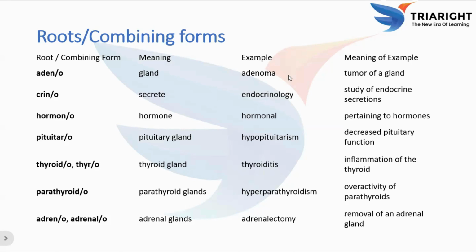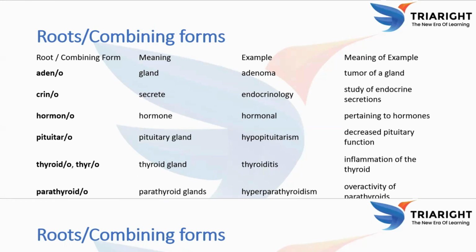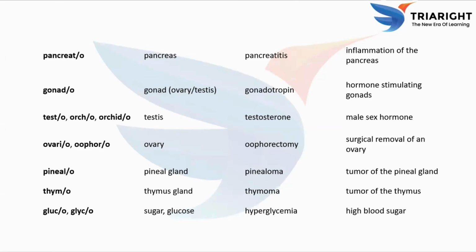For example, adenoma. Oma means tumor, so a tumor of a gland. And next, hormono. Hormono means hormone. For example, hormonal. What is the meaning of the example? Pertaining to hormones. In the same way, thyroido means thyroid. Parathyroido means parathyroid. Adreno means adrenal. And pancreas means pancreas. For example, pancreatitis. What do you mean by pancreatitis? Inflammation of the pancreas, because pancreas means pancreas, itis means inflammation.